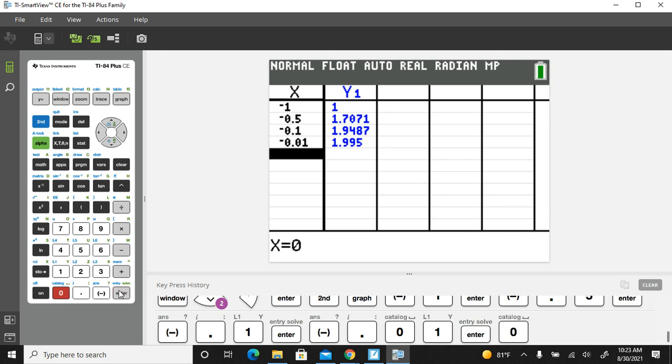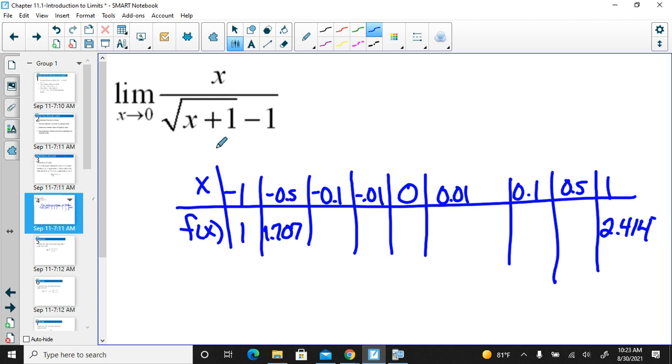I can plug in 0, that's in the middle of my chart, but that's not shocking. Why do I get an error here? What happens if I plug 0 into this denominator? What's 0 plus 1? Yeah, you're going to end up with 0 in the denominator because 0 plus 1, of course, is 1. The square root of 1 is 1, and 1 minus 1 is 0. We aren't allowed to have zeros in the denominator. Okay, so that's kind of why that happens.